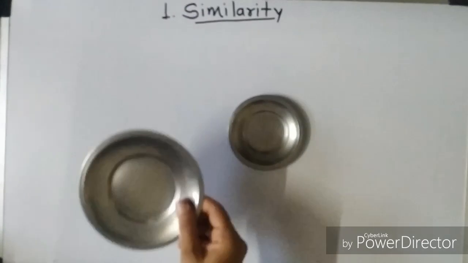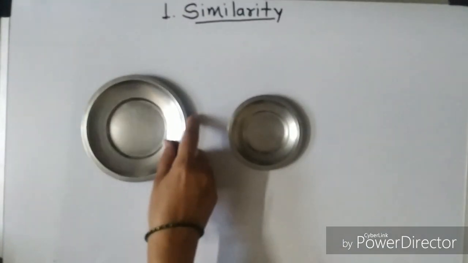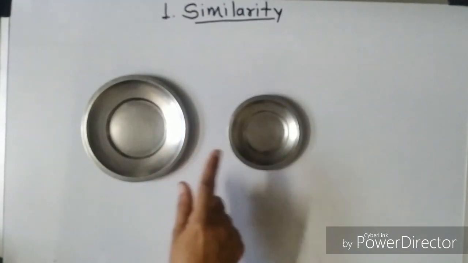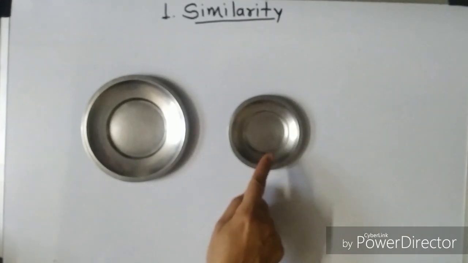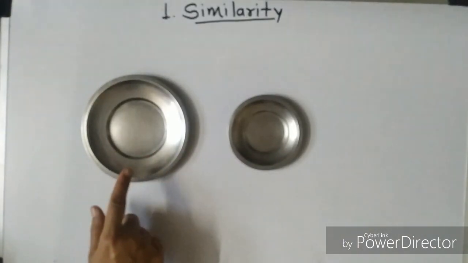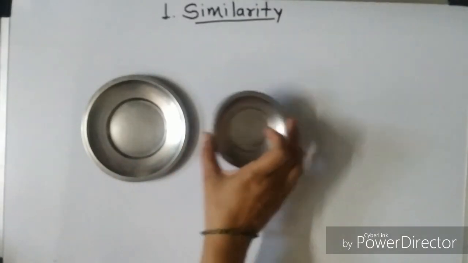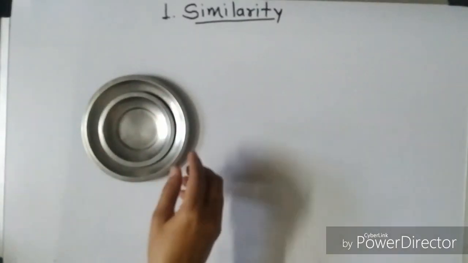For example, these are two dishes which look alike, but one is of small size and the other one is of larger size. They look alike but are not of the same size.